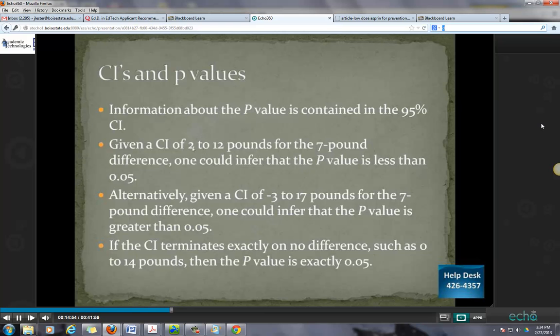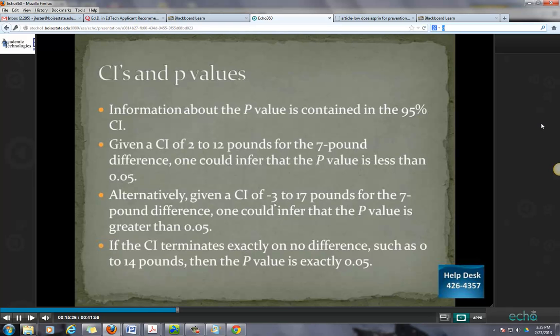Because this did not include the value of no effect, which in this case would be 0, we can infer that the p-value is less than 0.05. So a confidence interval, when we're doing math that does not involve a zero, if we're just doing simple subtraction like this weight loss one, is another way to say the p-value is statistically significant. And in most studies, we said the statistical significance level for the p-value was 0.05.